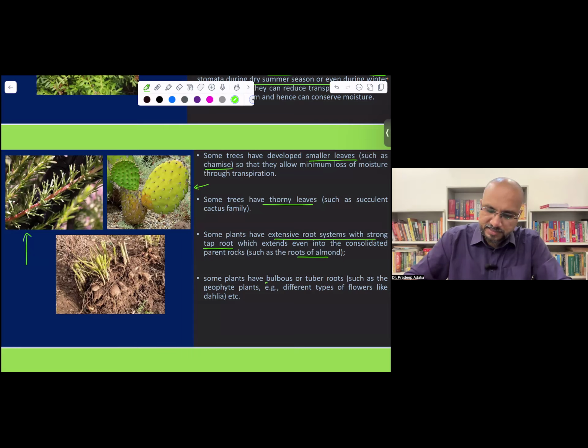In some plants, they have bulbous or tuberous roots, such as gladiolus and dahlia. They store their food reserves inside these bulbous or tuberous roots. For example, dahlia stores its food reserves in these roots. So they have different strategies to reduce the transpiration.